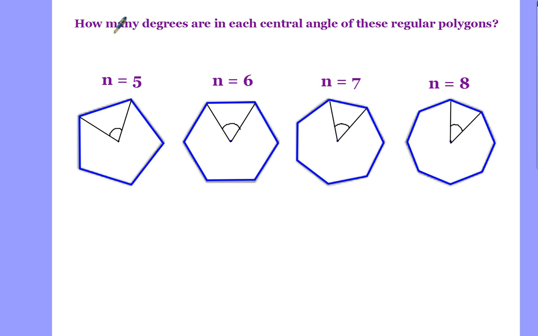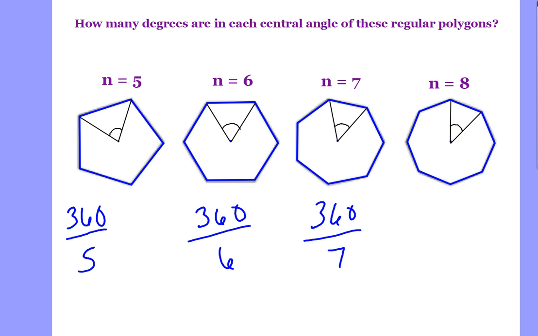So let's take a look at an example of how we can think about this in a real basic context, to identify how many degrees are in each central angle of these regular polygons. Well, if here is my pentagon, right? So I would end up having 5 different congruent central angles right in here. So if that's the case, my degree of my central angle would be 360 divided by 5. In this case, I would end up having 6. So I would take 360 divided by 6. And of course, my next case, I would take 360 divided by 7. And then, of course, 360 divided by 8.